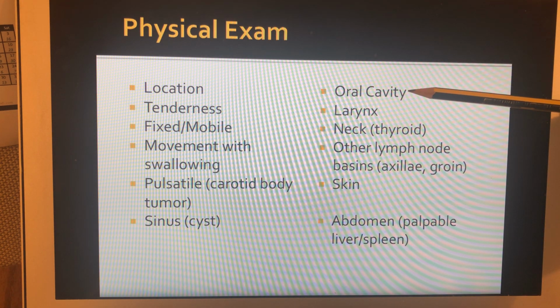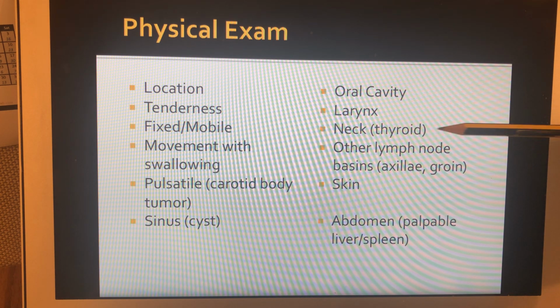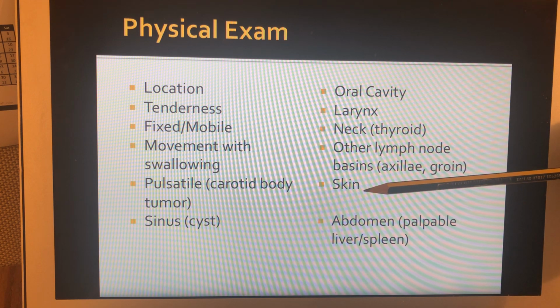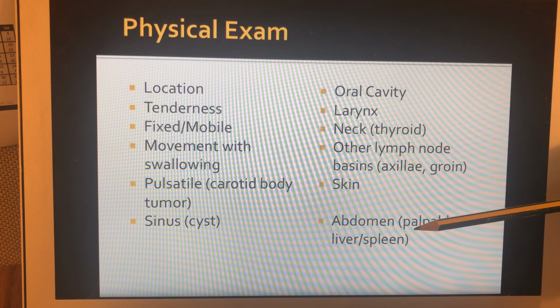It's very important to examine the oral cavity, looking for any ulceration. Make sure you examine underneath the tongue. Examine the larynx by asking the patient to phonate and check the voice. Examine the thyroid and the whole lymph node basin. Examine the skin, the scalp, the back of the neck, the upper chest, and examine the abdomen, looking for any splenomegaly or hepatomegaly.